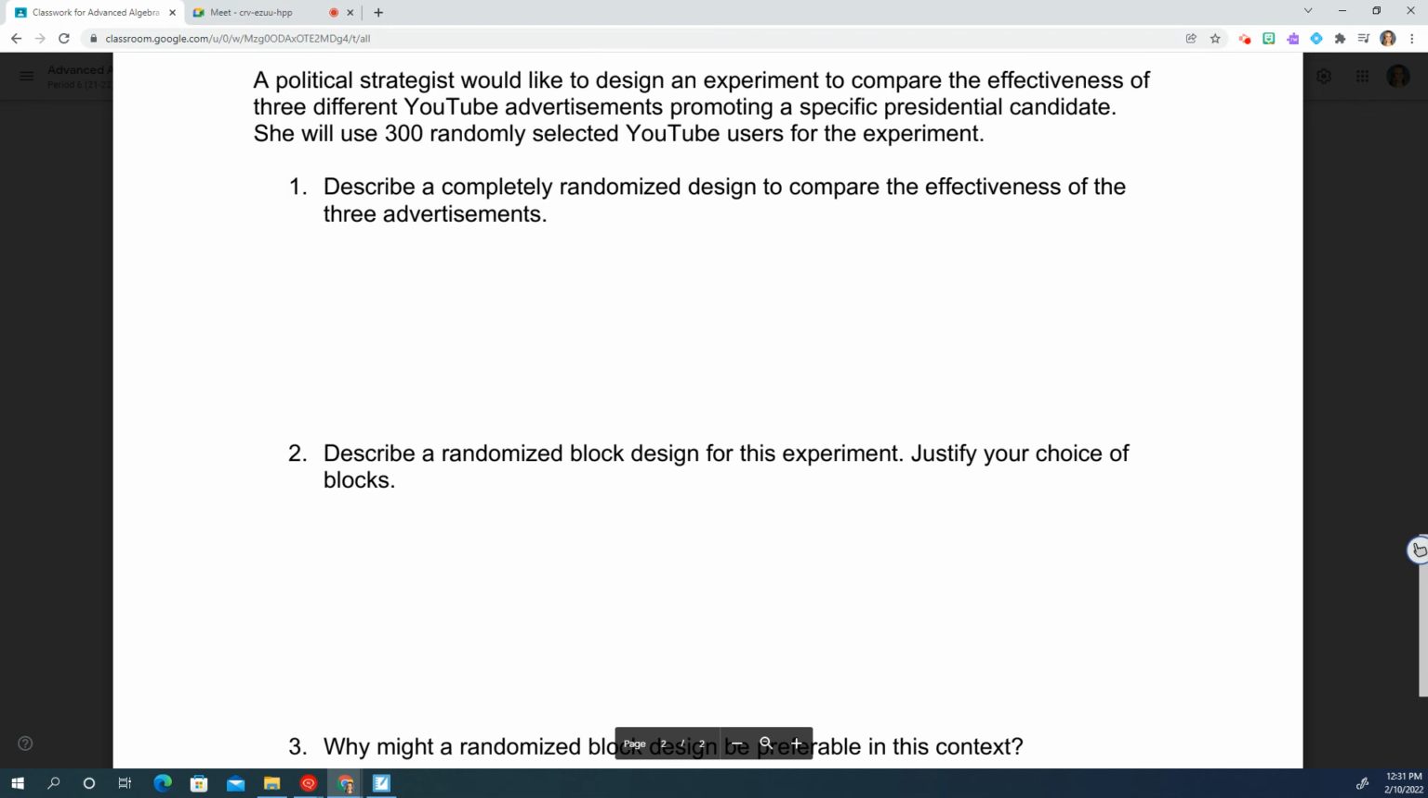A political strategist would like to design an experiment to compare the effectiveness of 3 different YouTube advertisements promoting a specific presidential candidate. She will use 300 randomly selected YouTube users for the experiment.